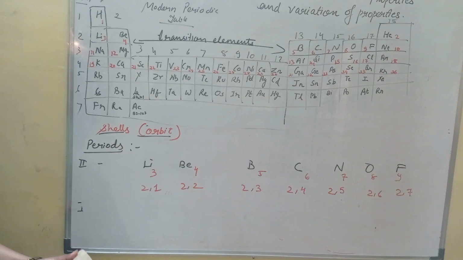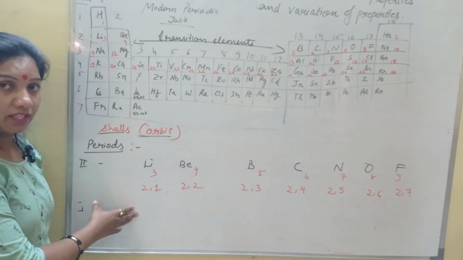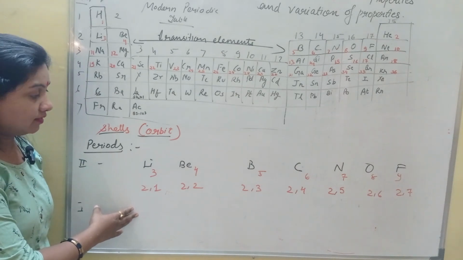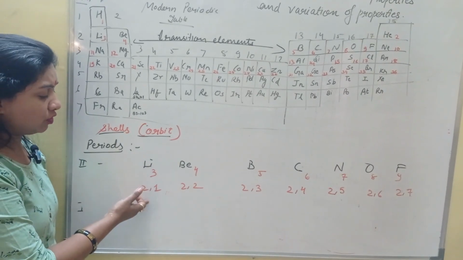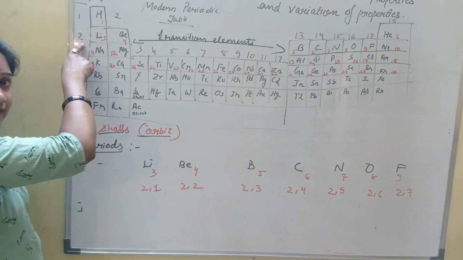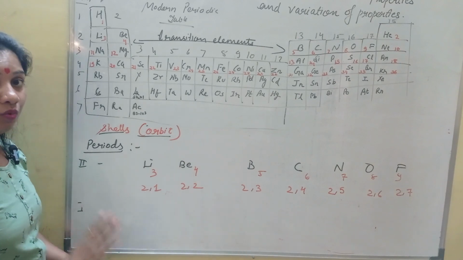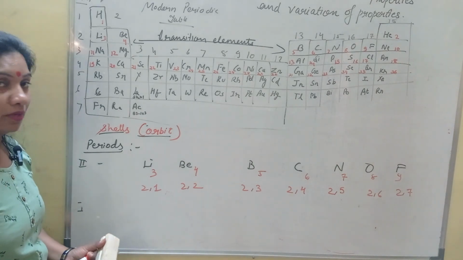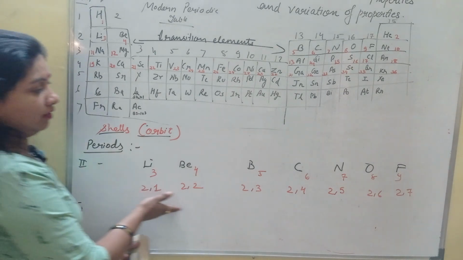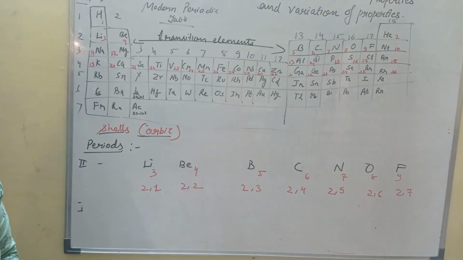So what is happening to the number of shells when we move along a period? When we move along a period from lithium to fluorine, do you see any change in the number of shells? No, it is same. Lithium is also having 2 shells. Beryllium is also having 2 shells. See, all the elements that belong to this second period have 2 shells and all are having the same. There is no change in the number of shells if we move along a particular period. Down the group, we have seen that the number of shells increases, but in a period it is same.